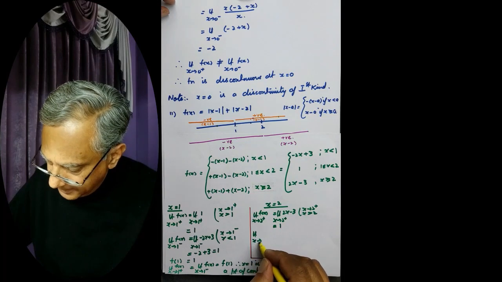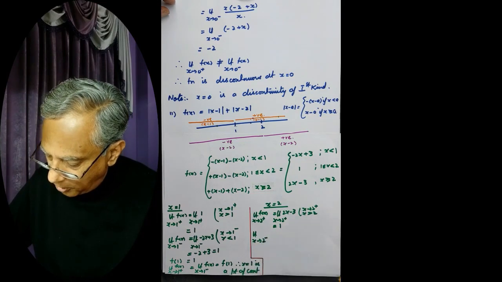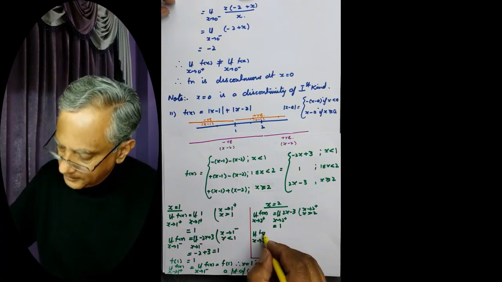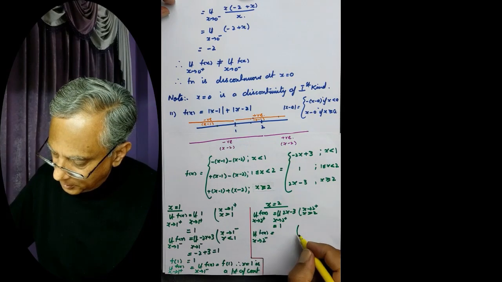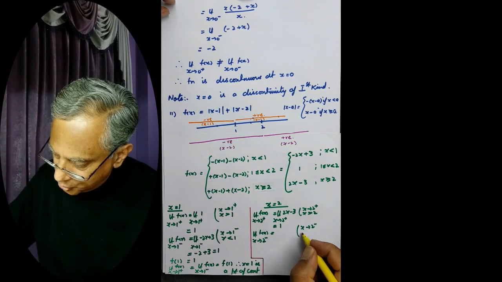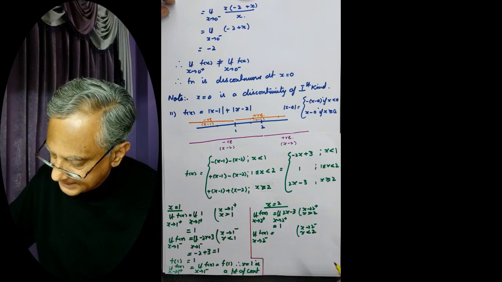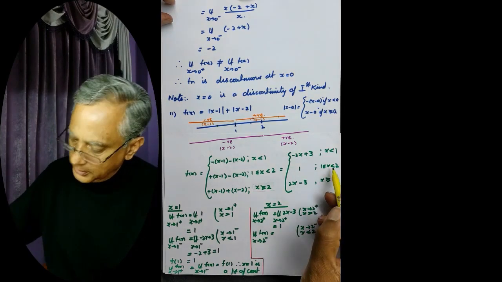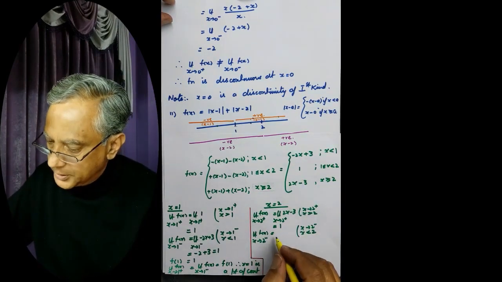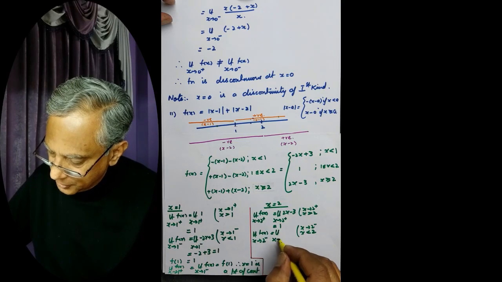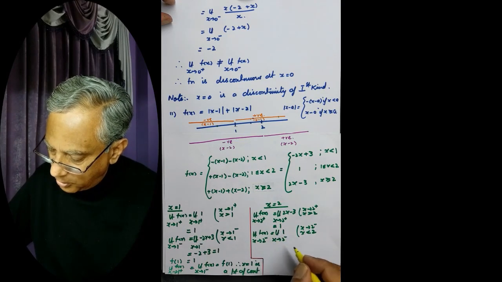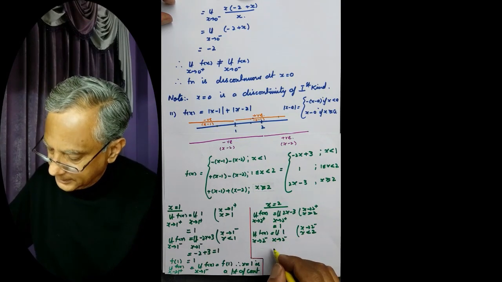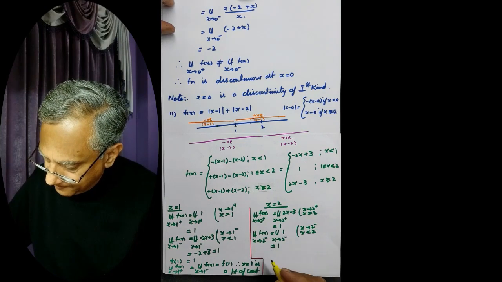And limit x approaches 2 from the negative side, f(x) is equal to... Now x approaches 2 from the negative side means x is less than 2. Therefore x less than 2 is included in this definition. So the limit x approaches 2 from the negative side is 1, and this is equal to 1.